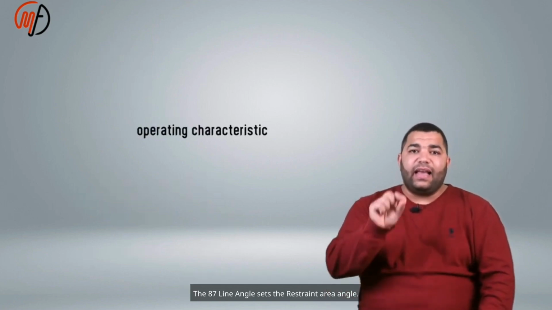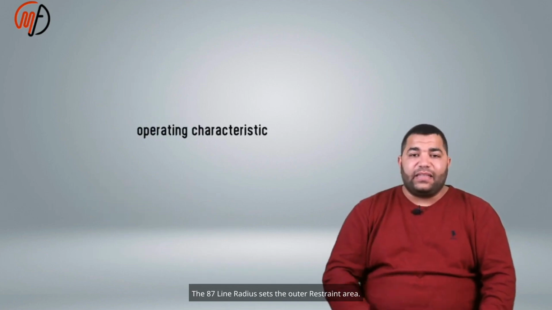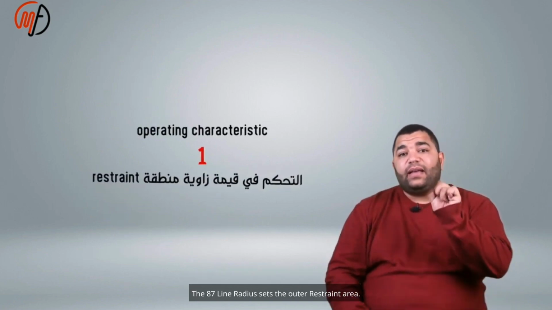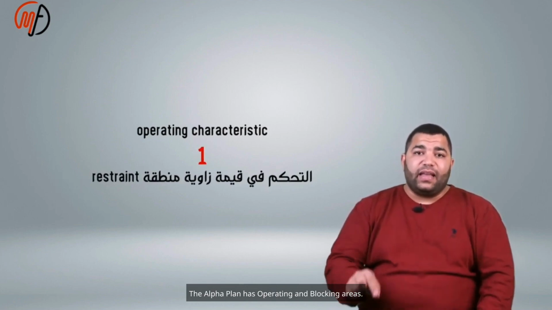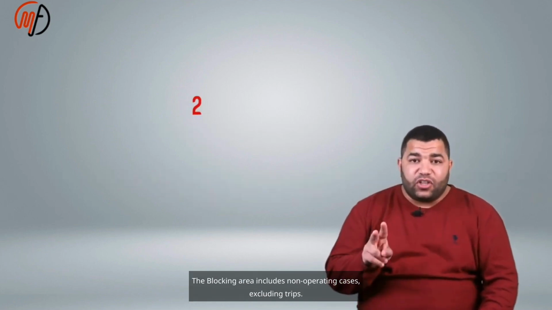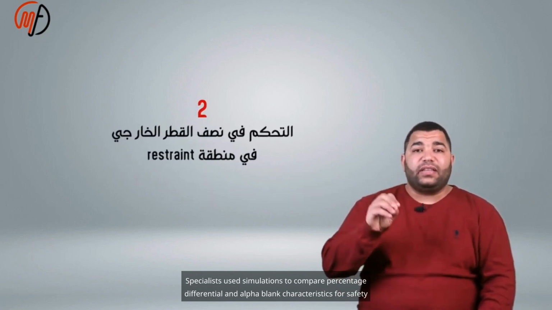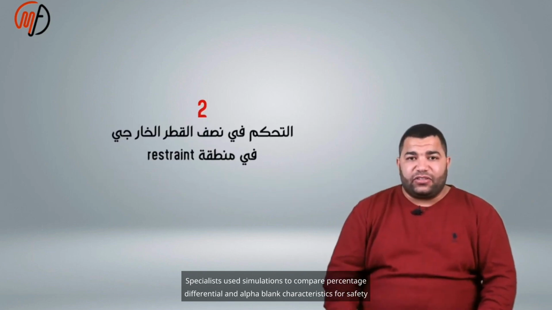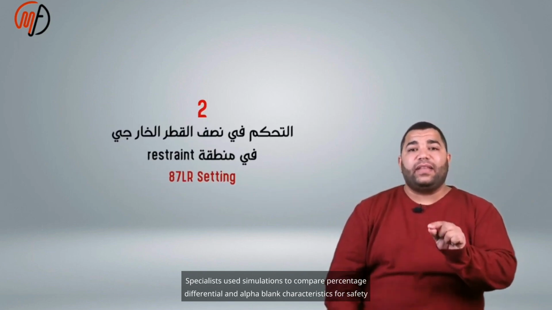The 87L angle sets the restraint area angle. The 87L radius sets the outer restraint area. The inner radius is the inverse of 87LR. The alpha plane has operating and blocking areas. The blocking area includes non-operating cases, excluding trips. Specialists used simulations to compare percentage differential and alpha plane characteristics for safety and sensitivity.